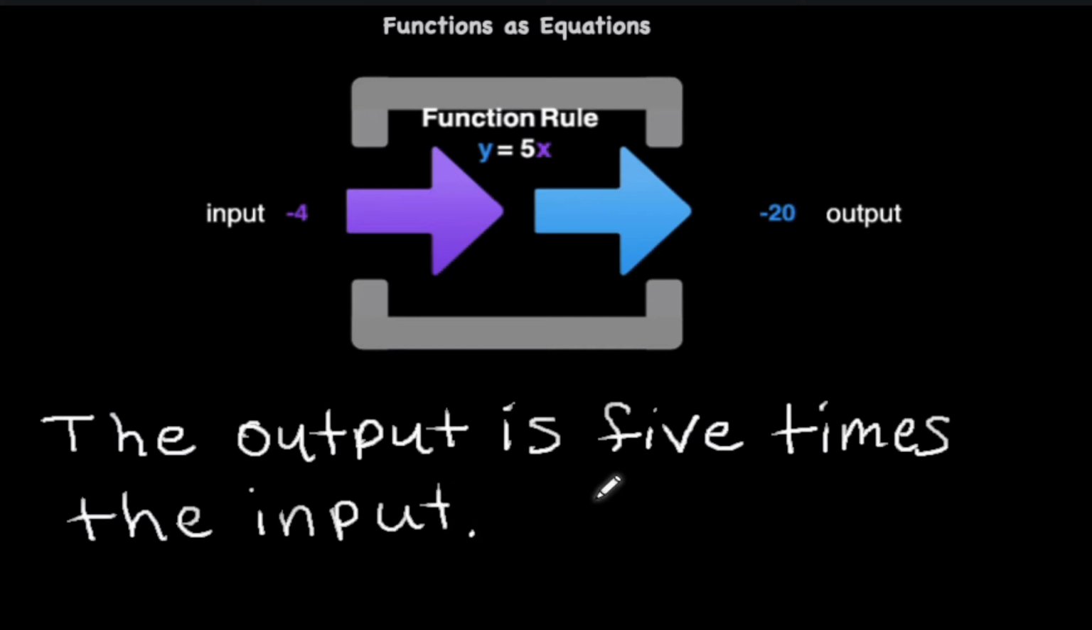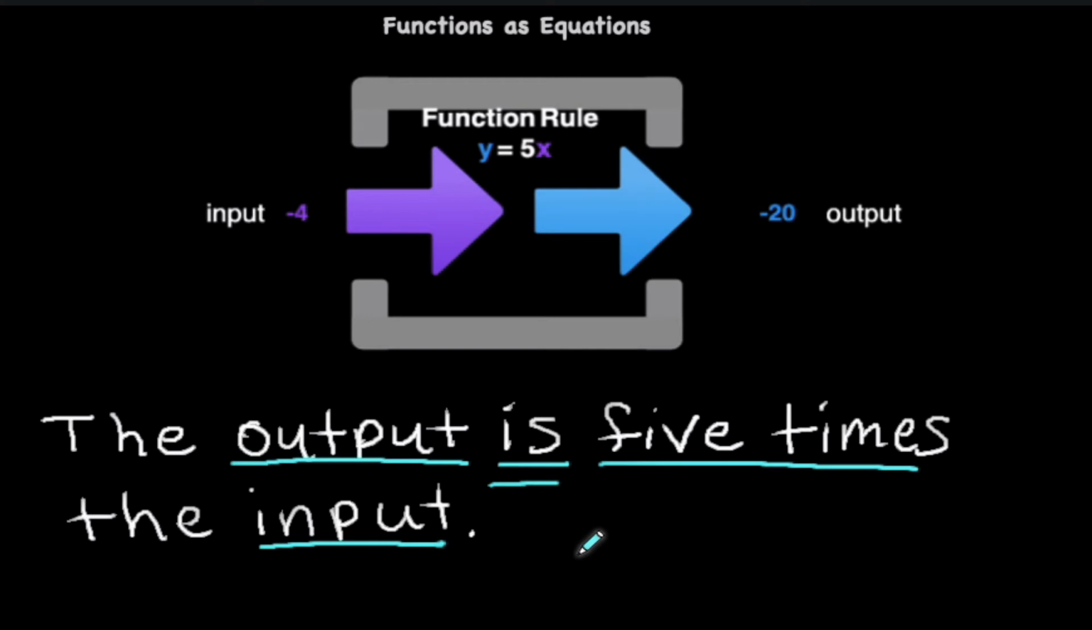Okay, so how would you write this as an equation? So the first thing you need to do is go ahead and seek out what your keywords are by highlighting or underlining. So we have output, we have is, which is equals, we have 5 times, input. Okay, so first things first, we know that output is y. So let's go ahead and write that in. So we have y equals 5 times the input.